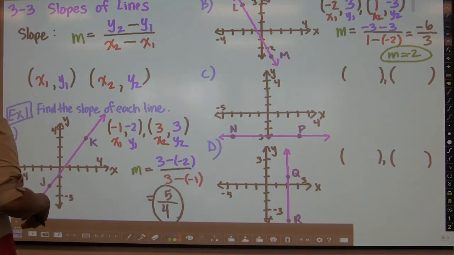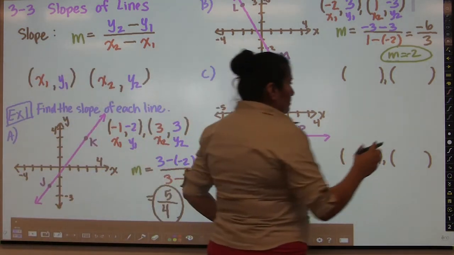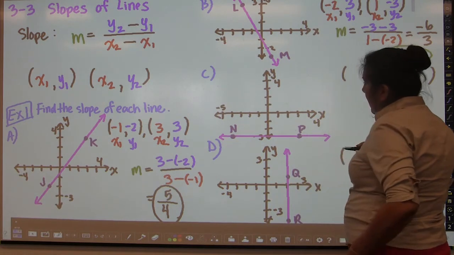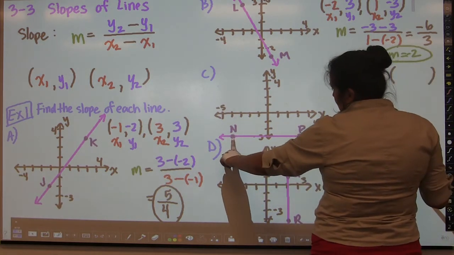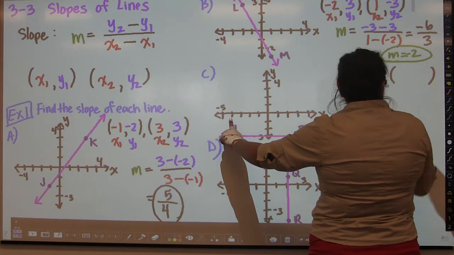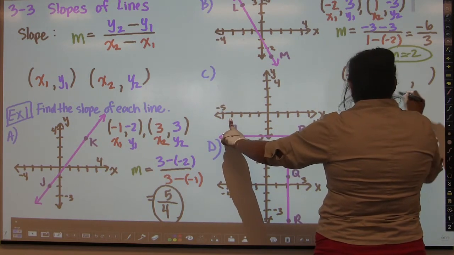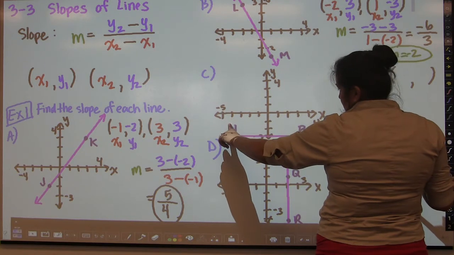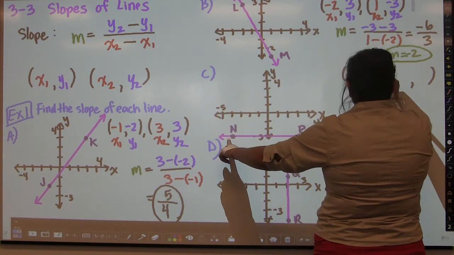Then we're going to go on to the next one. And here's my N. My x coordinate is -4, and then the y coordinate is -3.